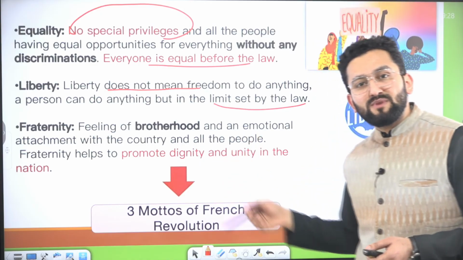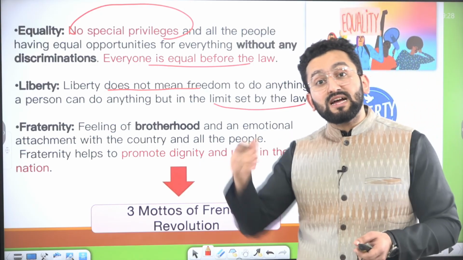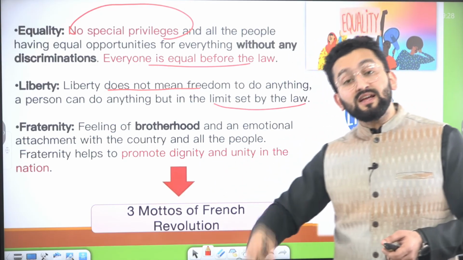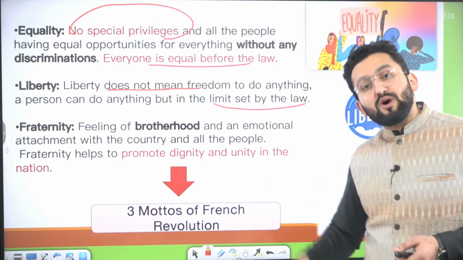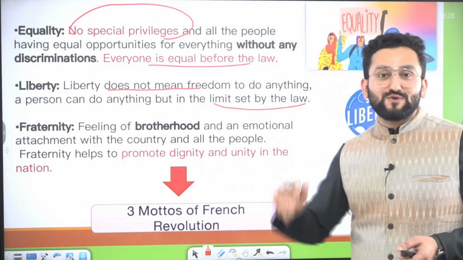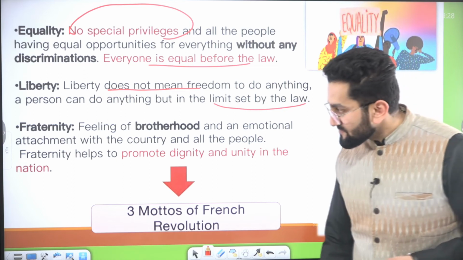For example, in fundamental rights, when I'm going to talk about Article 19, subclause 1, subclause A, B, C, D, then in subclause 2, I'm going to talk about reasonable restrictions also, right?